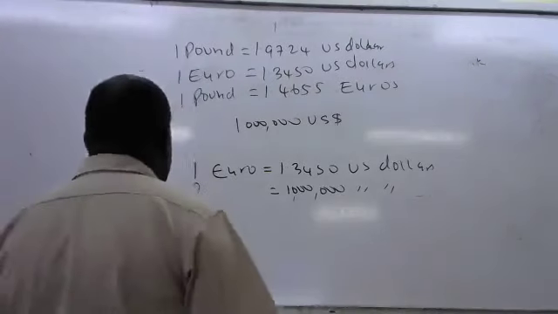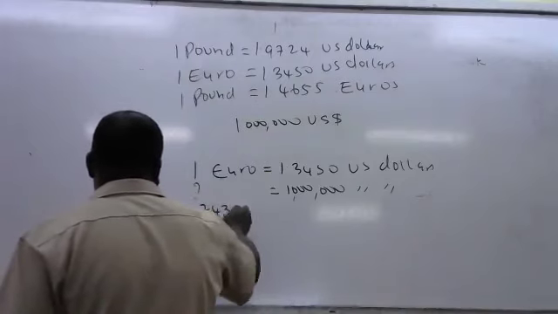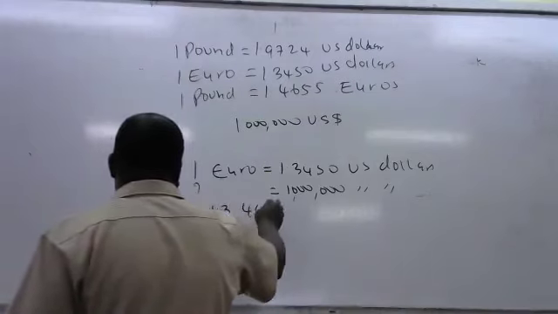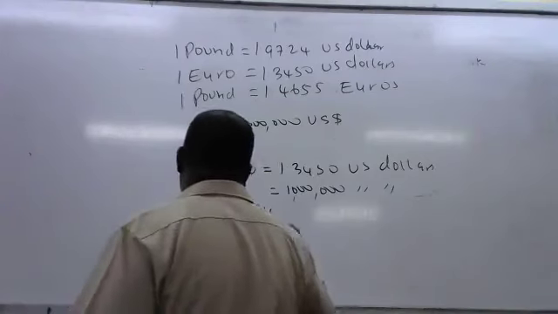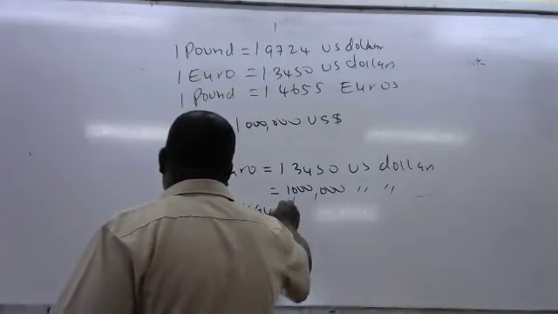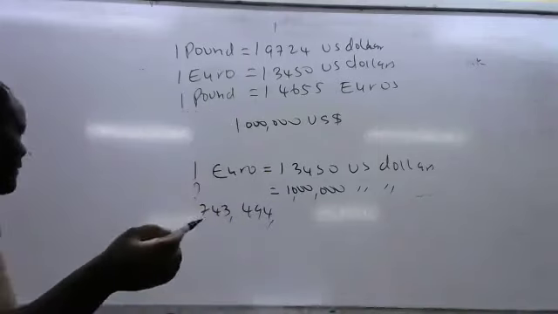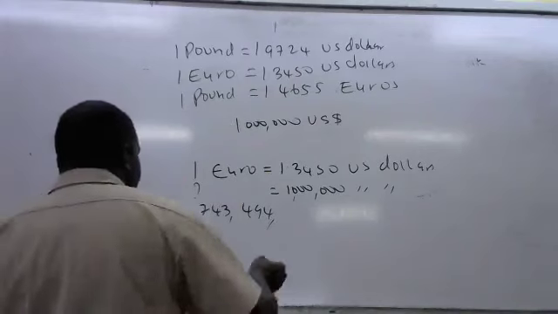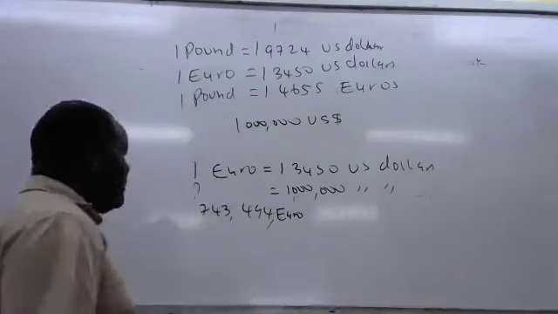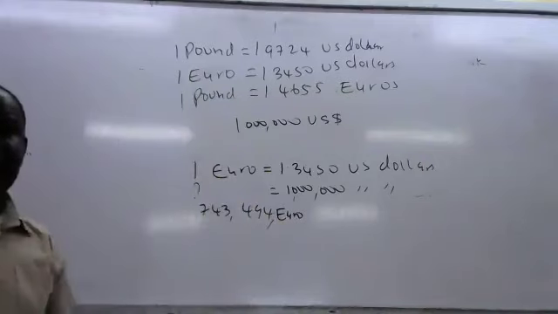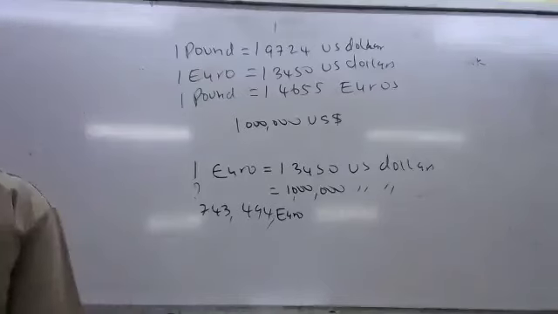We get 743,494, like that. When you round off, it will just be 494. Yeah, so we get those units. So that now will be your step number 1. After establishing which one is overvalued, you go to the one which is overvalued first.